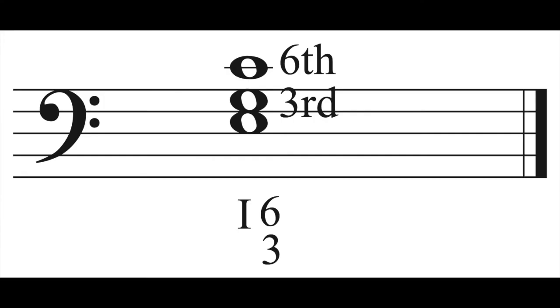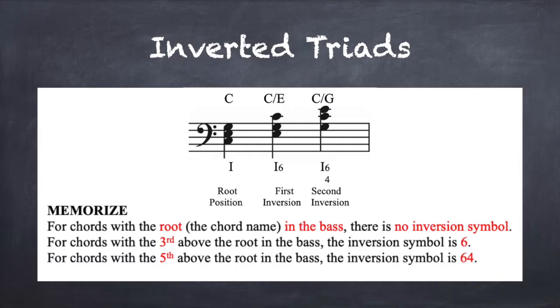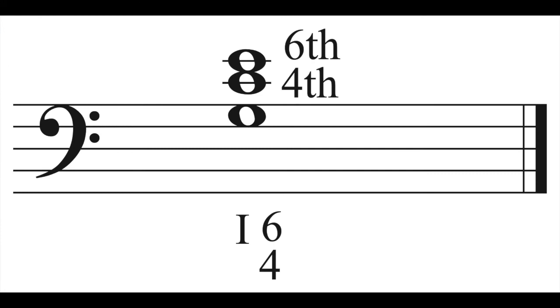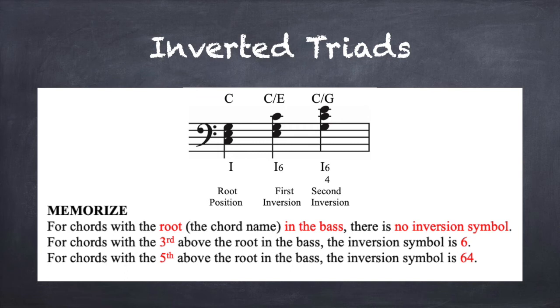Look at the second chord. There is a sixth and a third above the lowest note. The symbols 6/3 are used to indicate this inversion, but over time it has come to be abbreviated with just a 6. Look at the third chord. There is a sixth and a fourth above the lowest note. These intervals give the 6 and the 4 used in the inversion symbol.